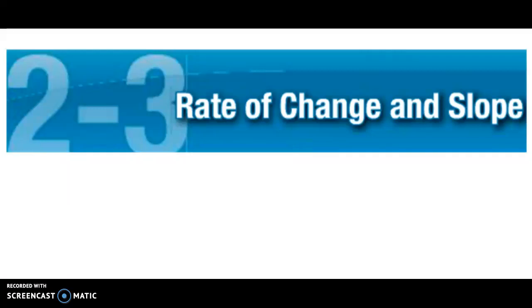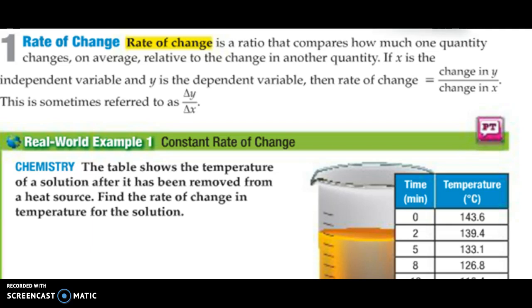Today we're going to be talking about section 2.3, which is on rate of change and slope. Now, rate of change is essentially just the ratio comparing the change of one quantity to another. In math, we mostly think of it this way: change in y over change in x. And it can sometimes be written as delta y over delta x.